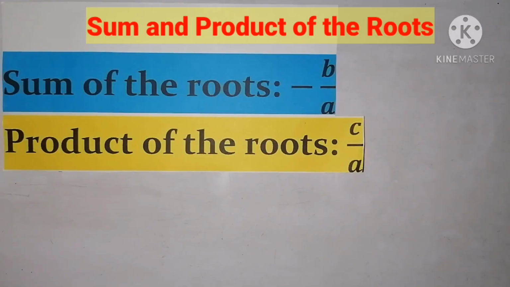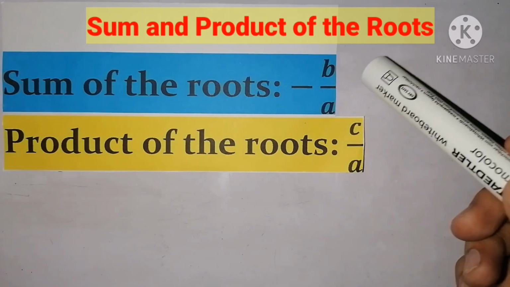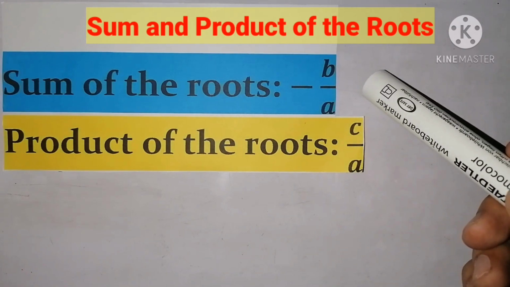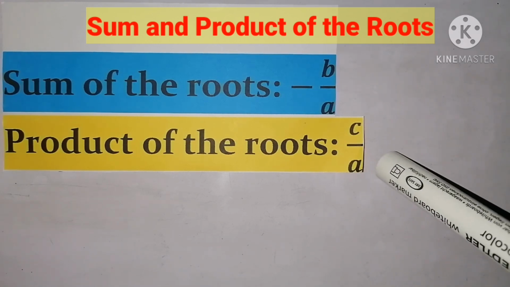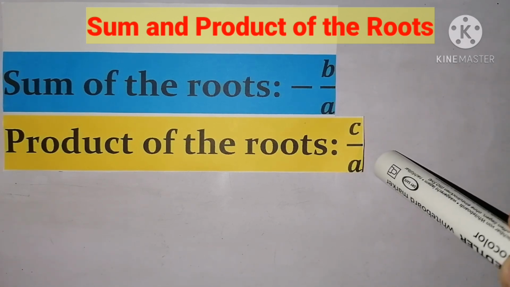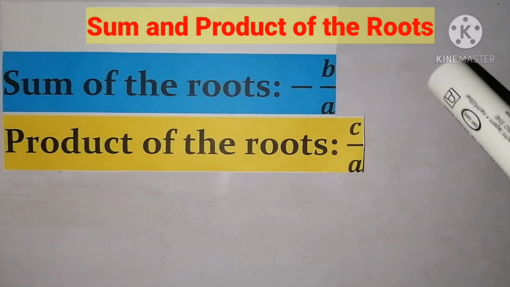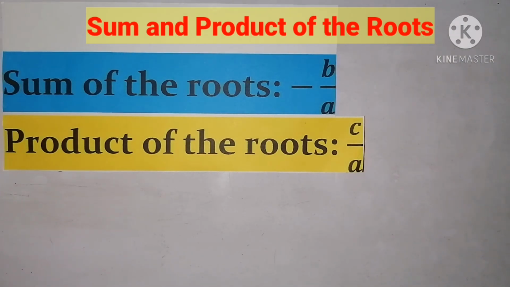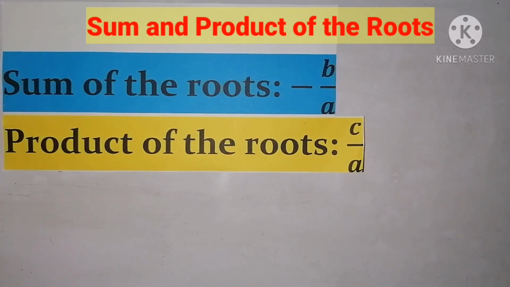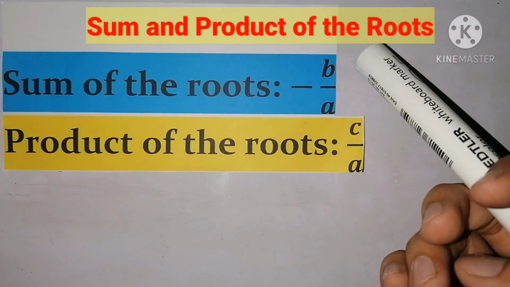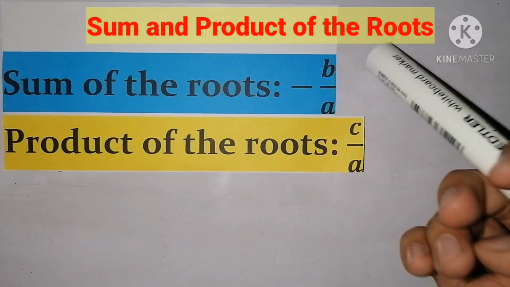Examples about finding the sum and product of the roots without solving the quadratic equation. For the sum of the roots, we have negative b over a. For the product of the roots, we have c over a. In short, we are utilizing the numerical coefficients of the quadratic equation. But remember, class, to transform the quadratic equation into standard form before utilizing these formulas.